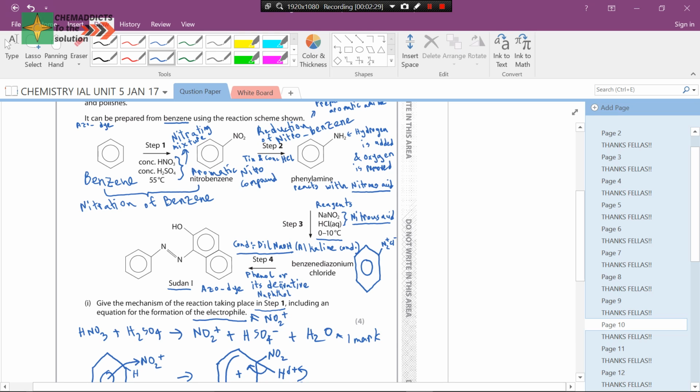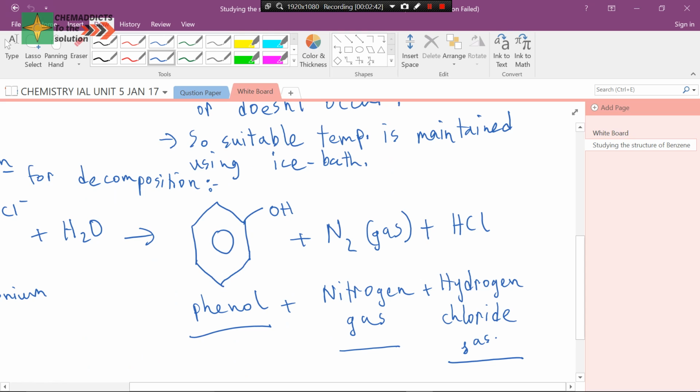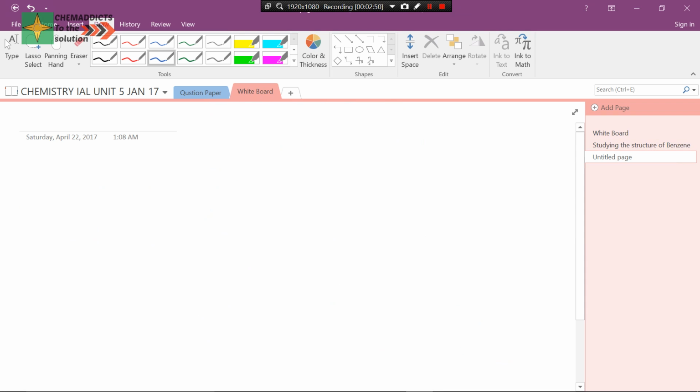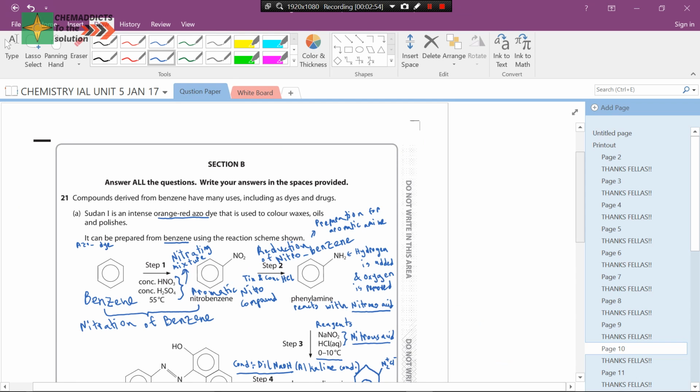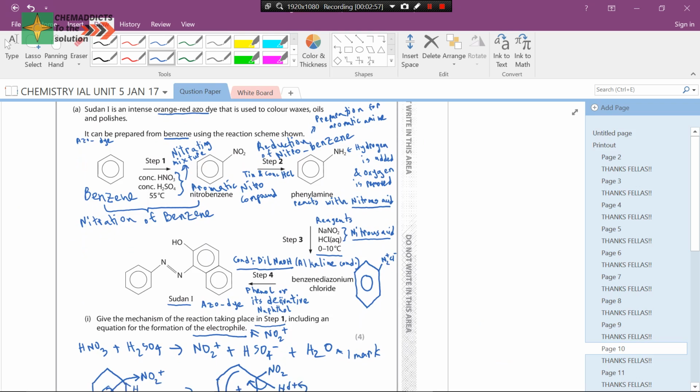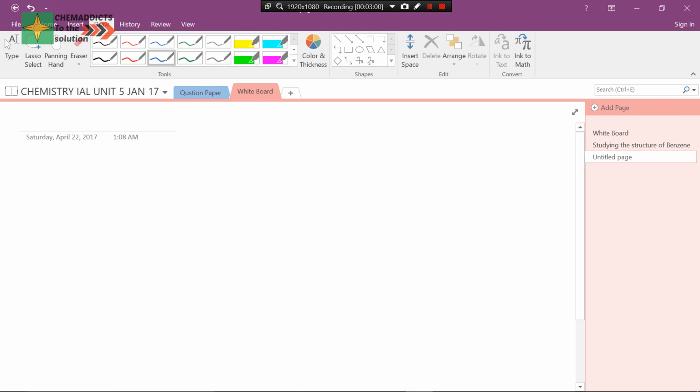So at first let us draw the azo dye in order to identify the reagent that is required over here. So the structure for this azo dye, let's draw the structure. Simply the structure is like this.